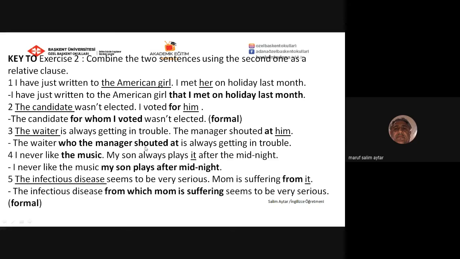The waiter who the manager shouted at is always getting in trouble. Or the waiter the manager shouted at is always getting in trouble, because who here is the object. I never like the music my son plays after midnight. Okay? I never like the music which or that my son plays after midnight. The infectious disease from which mom is suffering seems to be very serious. Do not forget it is in a formal way. After the infectious disease, I start the relative clause with a preposition, and after the preposition for things and animals, I can just use which. The infectious disease from which mom is suffering seems to be very serious.